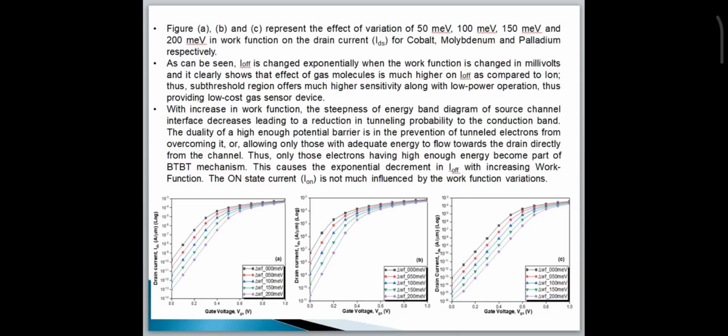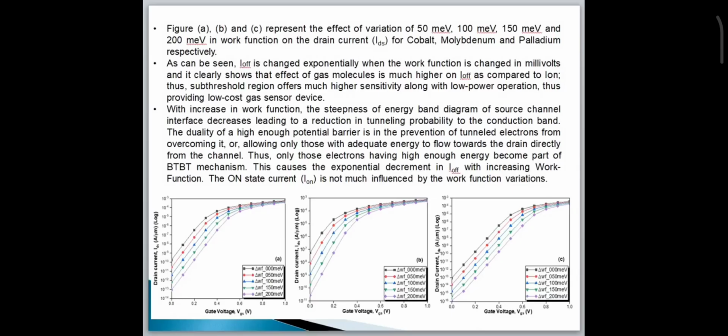In the junctionless device, if you change the gate work function, then its off current will be changed. But in the doped and the charge plasma device, if you change the gate work function, the most effect of changing the gate work function is on the on current. But in case of the junctionless device, changing the gate work function produces more effect on the off current of the device.